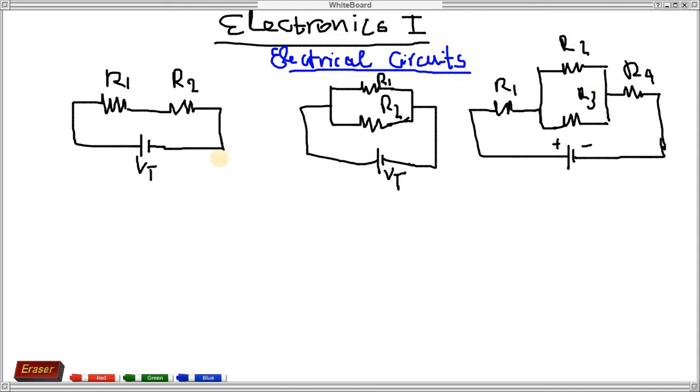So guys, we spoke about these three types of circuits. I said the first one is a series circuit. This one is a parallel circuit. This one is a series and parallel circuit, the last one. Like I said, guys, why do we call it a series circuit?